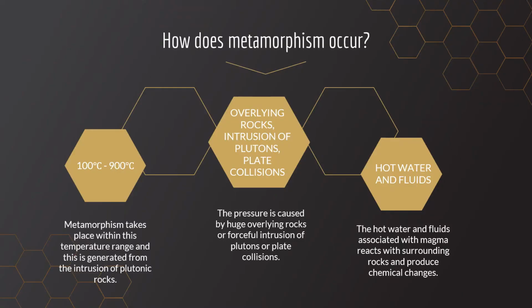How does metamorphism occur? Metamorphism takes place within the range of 100 degrees Celsius to 900 degrees Celsius, and this is generated from the intrusion of plutonic rocks. The pressure is caused by huge overlying rocks or forceful intrusion of plutons or plate collisions. Then lastly, the hot water and fluids associated with magma react with surrounding rocks and produce chemical changes.